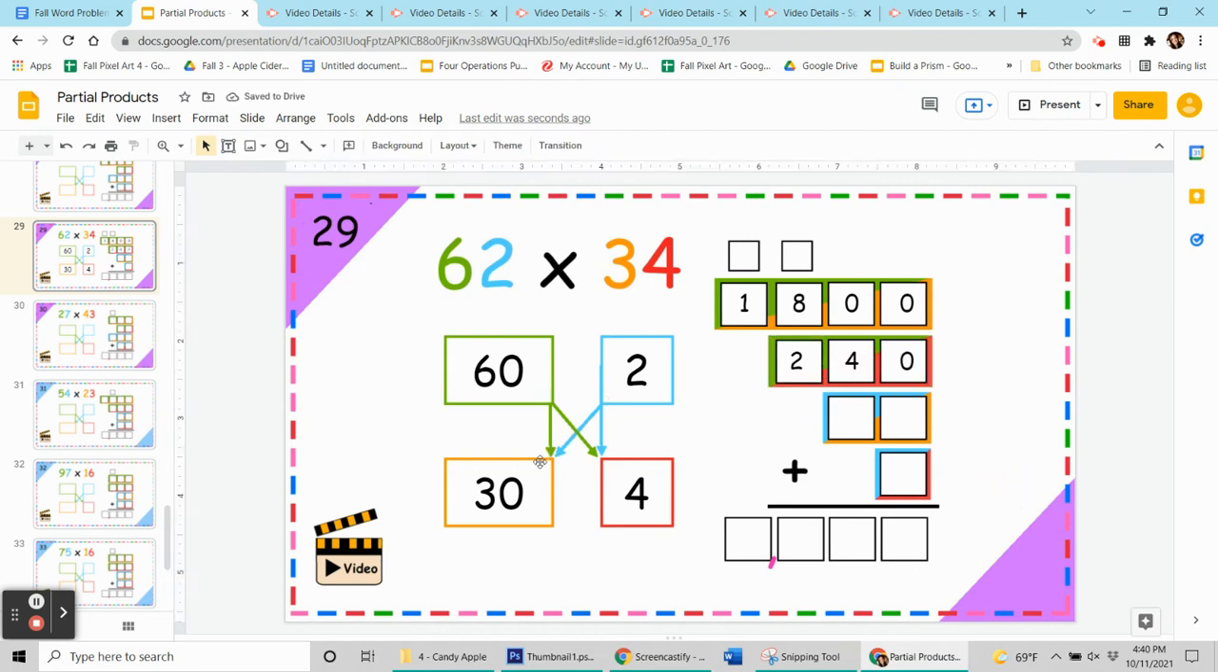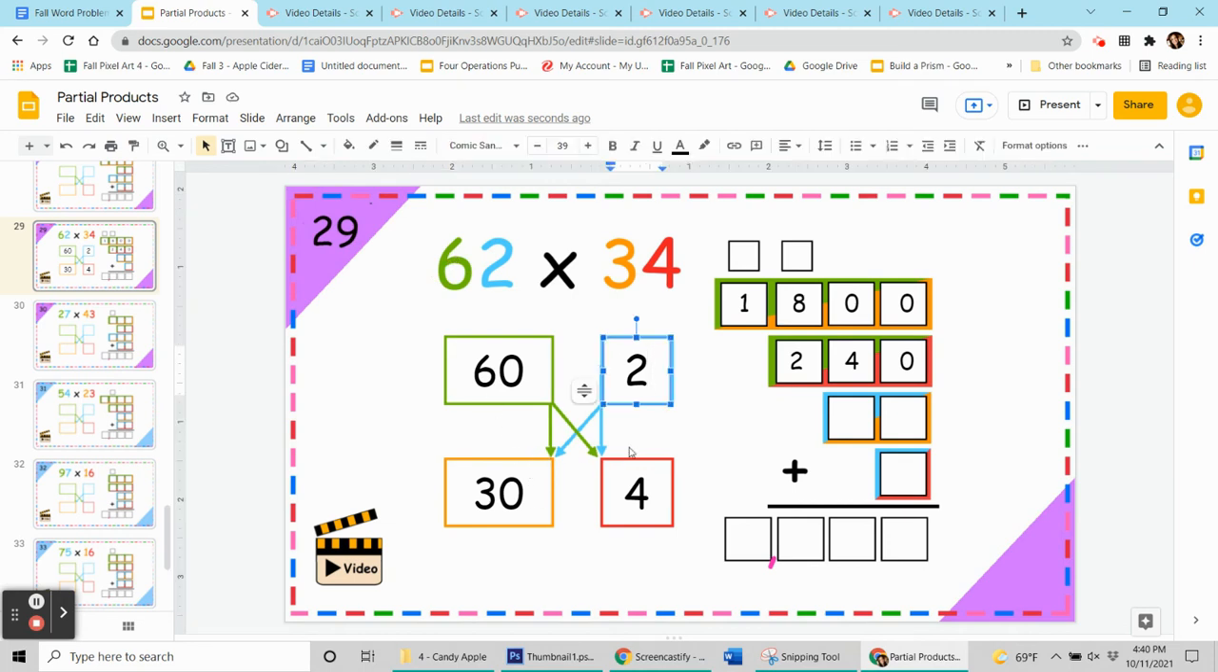Next, we're going to do 2 times 30. So we're done with the green. We did both multiplications. We did green orange, green red, and now we're done with that 6, or 60 rather. Next step is to do the same process with the 2. So 2 times 30, forget about the 0, do 2 times 3, which is 6, and then put the 0 back in, and 2 times 4 is 8.